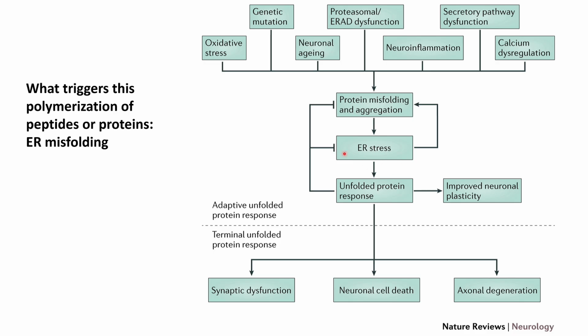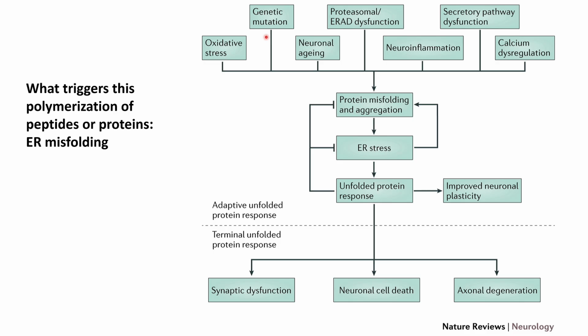So protein misfolding impacts ER stress. ER stress starts the unfolded protein response, and the unfolded protein response can ultimately lead to neuronal cell death, axonal degeneration, and synaptic dysfunction. But that happens only when it is beyond a threshold level. Actually, any mechanism or system in the body is made for protection. Why do we have an unfolded protein response if it leads to neuronal cell death? It would be better to remove such a system from the neurons, but actually it is important for the neurons.